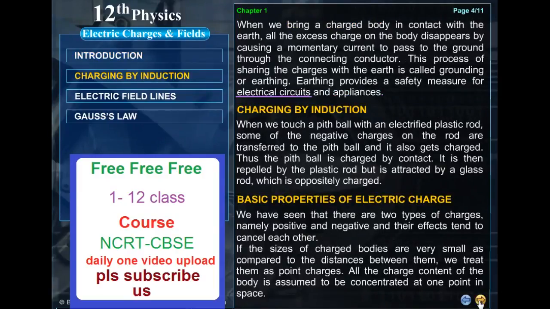When we bring a charged body in contact with the earth, all the excess charge on the body disappears by causing a momentary current to pass to the ground through the connecting conductor. This process of sharing the charges with the earth is called grounding or earthing. Earthing provides a safety measure for electrical circuits and appliances.